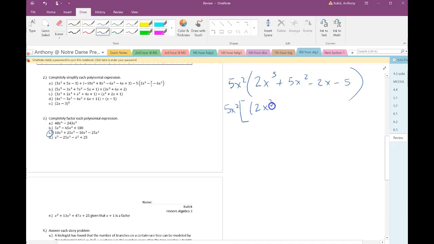So I notice in the first group, we could take out an x squared. From the second group, I can take out a negative 1.